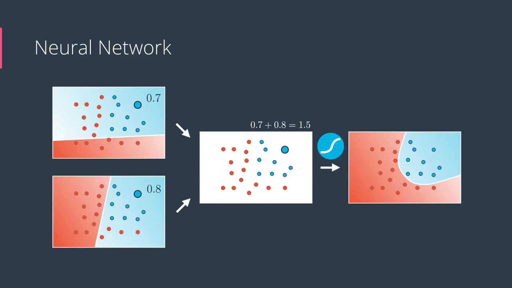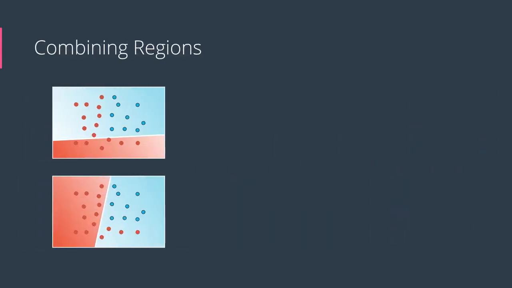So that's what we're going to do. We apply the sigmoid function to 1.5 to get the value 0.82. And that's the probability of this point being blue in the resulting probability space. So now we've managed to create a probability function for every single point in the plane. And that's how we combine two models. We calculate the probability for one of them, the probability for the other, then add them, and then we apply the sigmoid function.